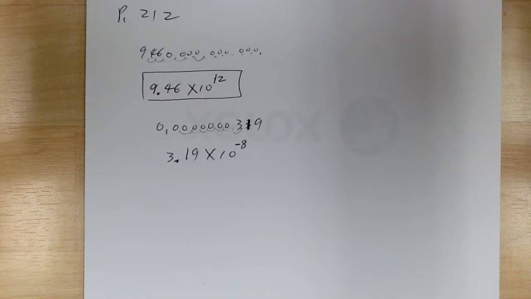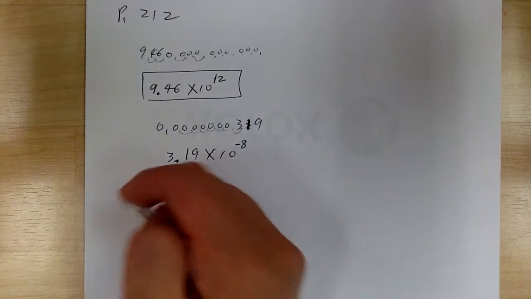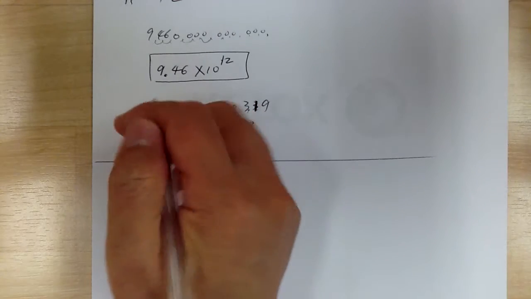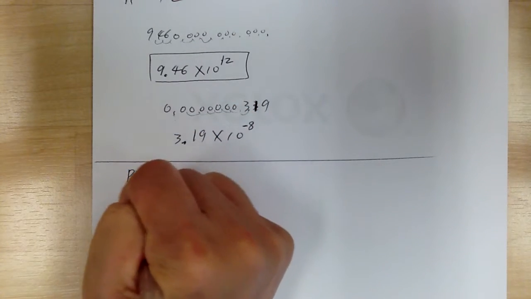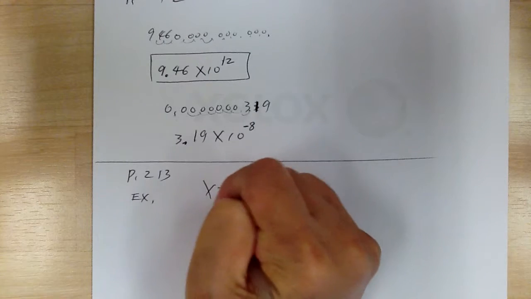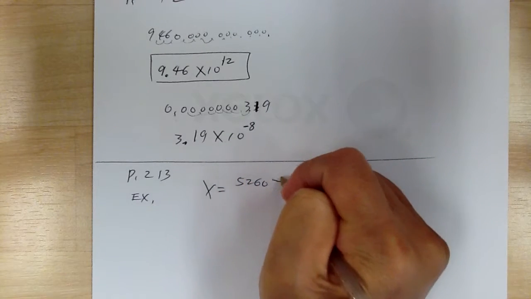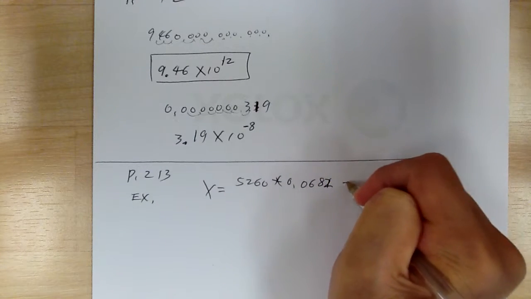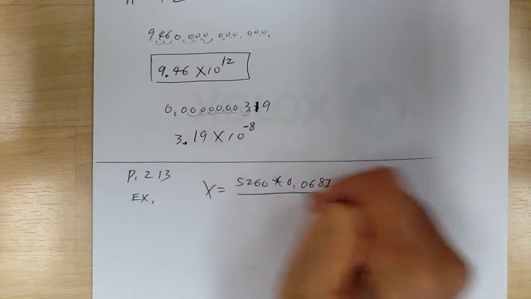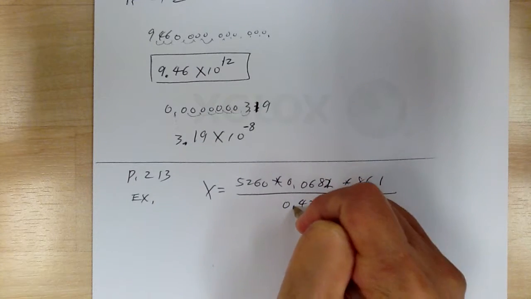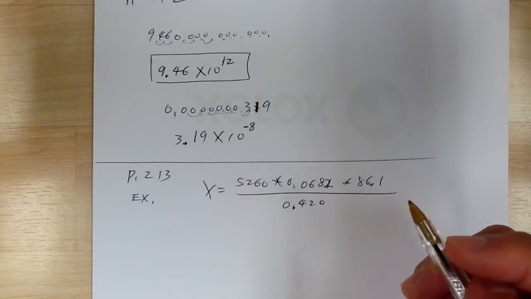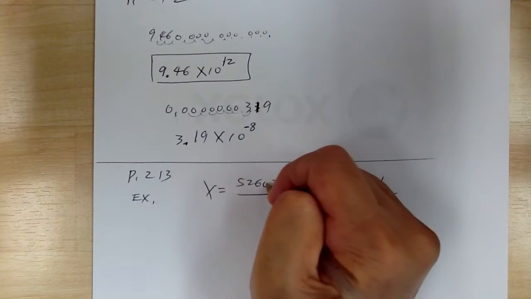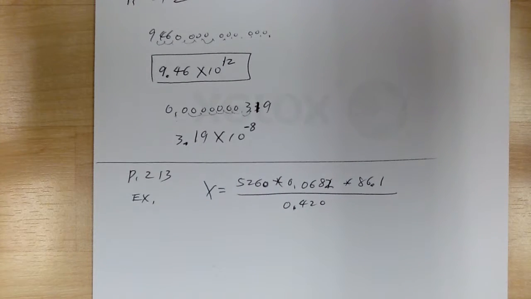Okay, now another thing you have to learn is called significant digits. Significant digits have to do with the accuracy of the measurement. So you're going to learn more about that when you take chemistry. So for example, if you go to page 213, example, you have x equal to 5260 times 0.0682 times 86.1 over 0.420. Now, if they don't give you the instruction, you follow the least accurate number of digits.